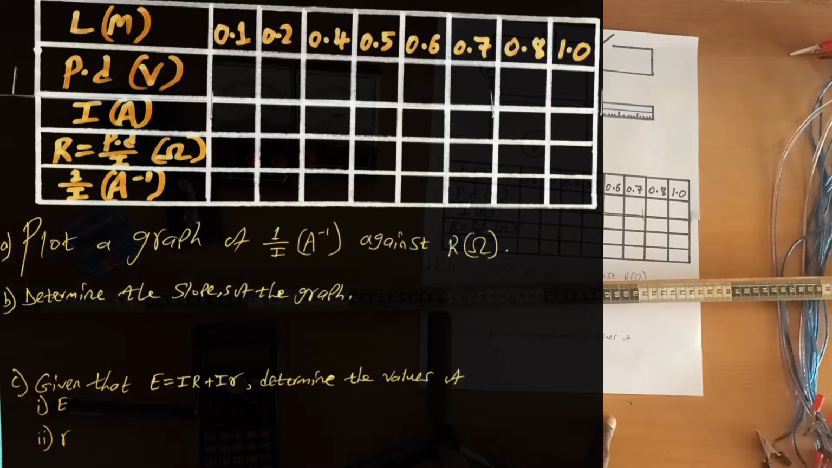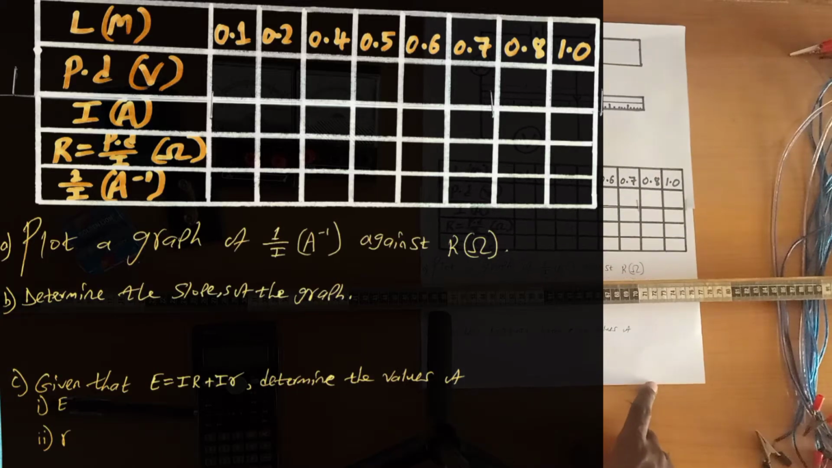Then from there we'll plot a graph of reciprocal of current against resistance R, and then we'll determine the slope of the graph. And then given this equation, EMF equals IR plus Ir, we'll be able to determine the value of EMF and also the value of internal resistance.